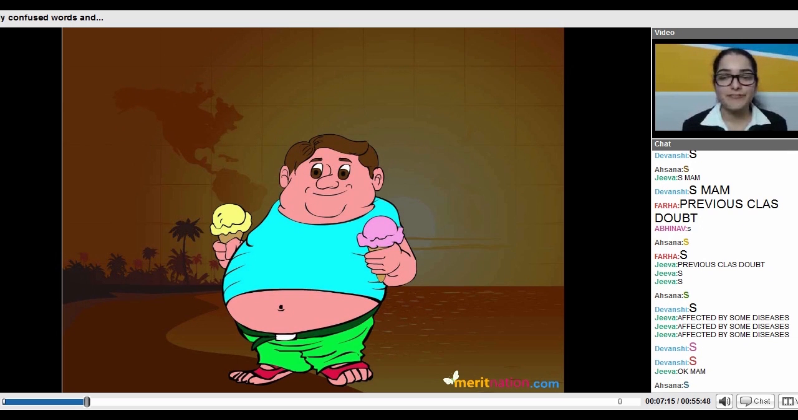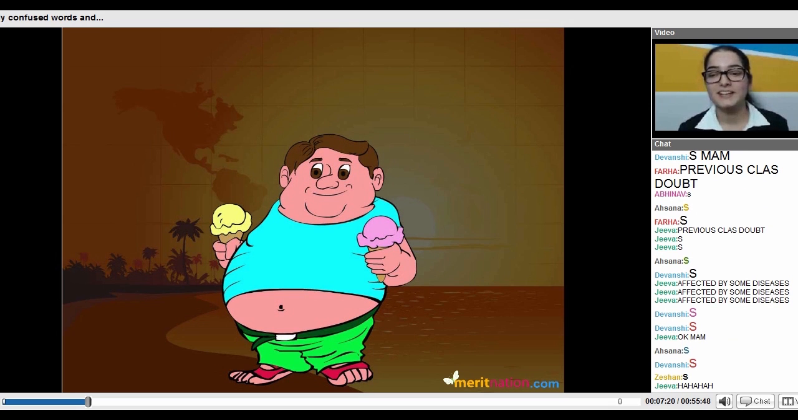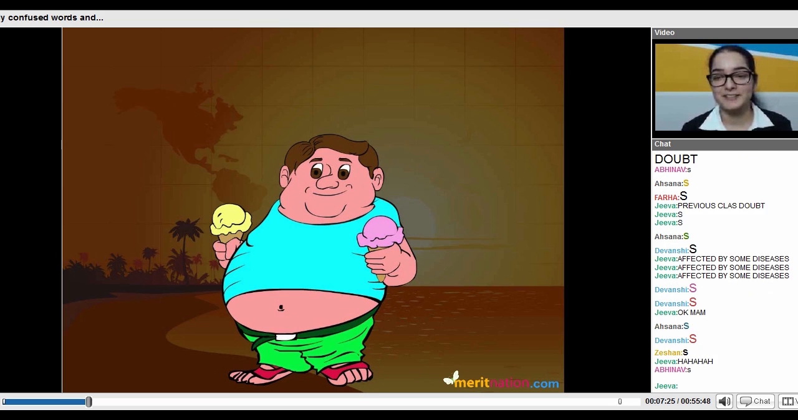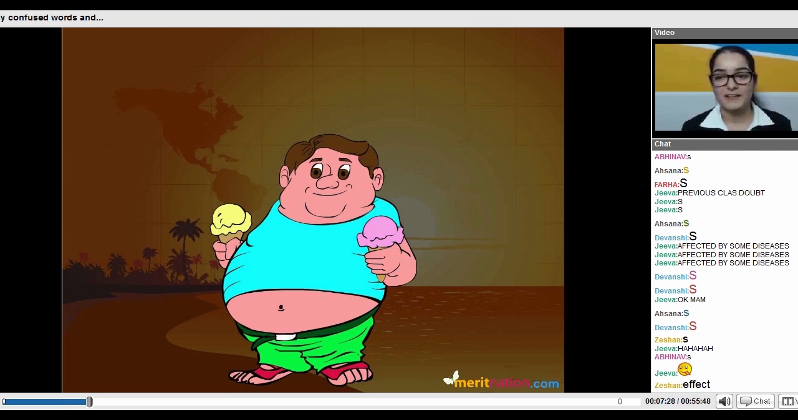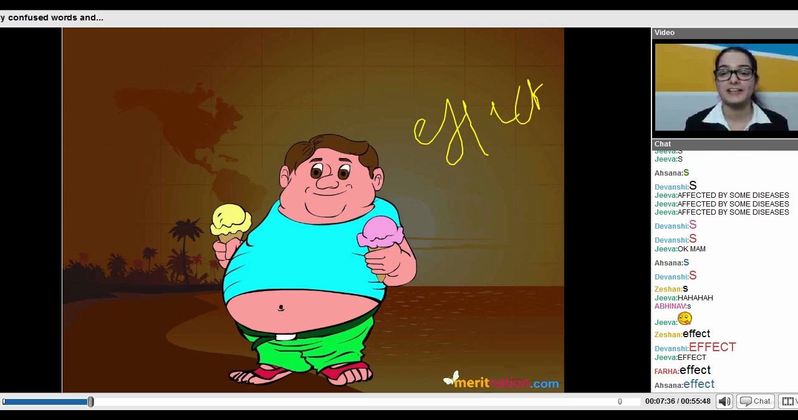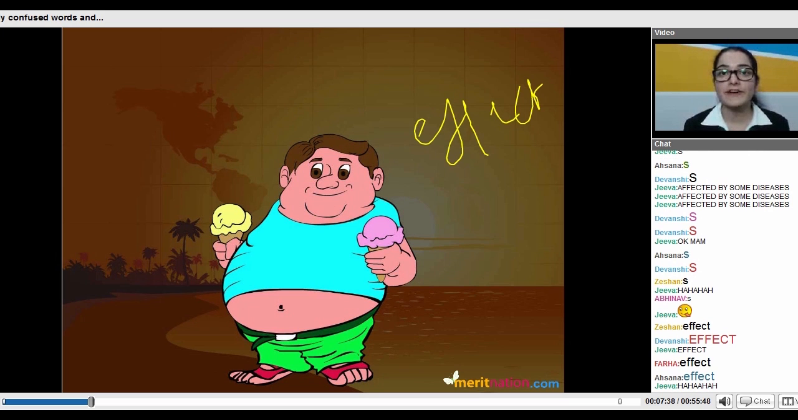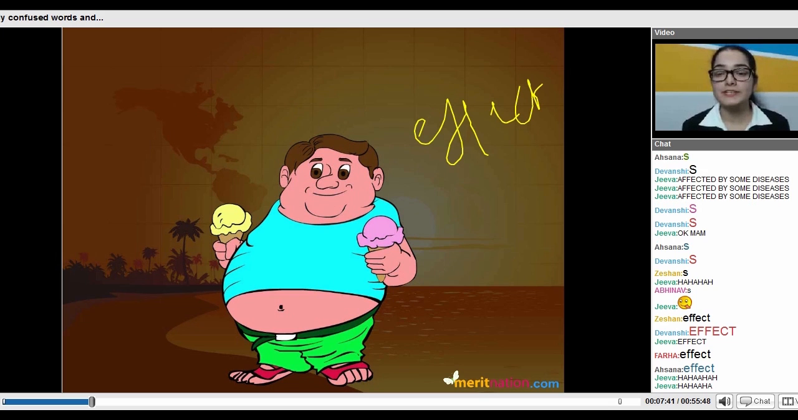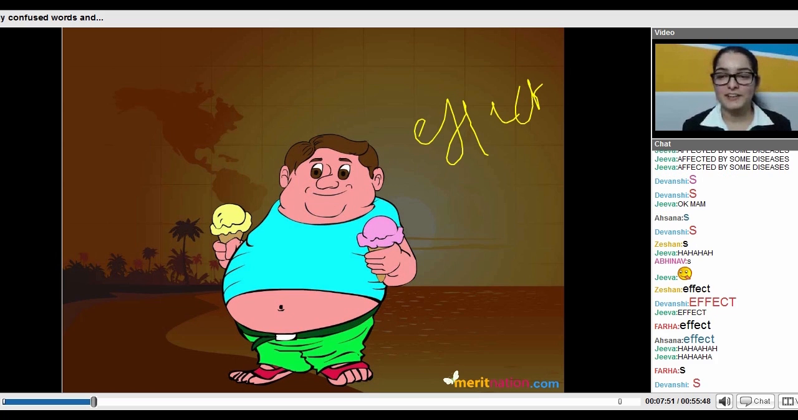You see a funny image in front of you? Is this the effect of eating an ice cream or affect? What is it? Is it an affect or an effect? Very good, Jason. This is an effect. And what is the effect? That the boy has become obese. He has become fat eating the ice creams. And what has actually been affected with this? What is the effect of eating ice cream? That he is becoming unhealthy. Yes? Did you get the difference clear now?